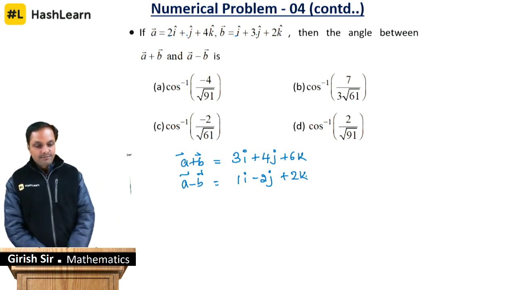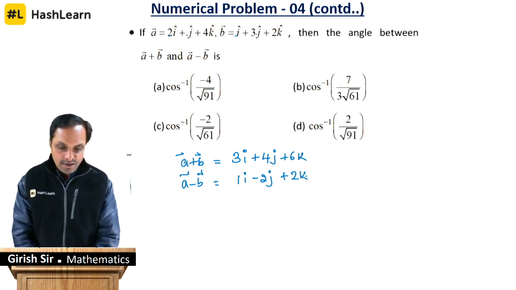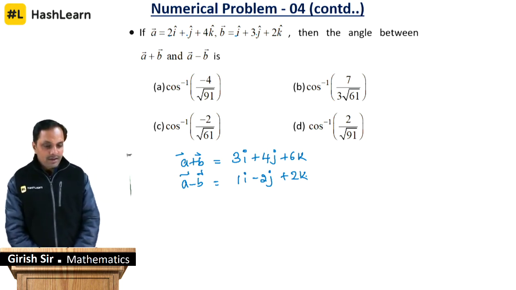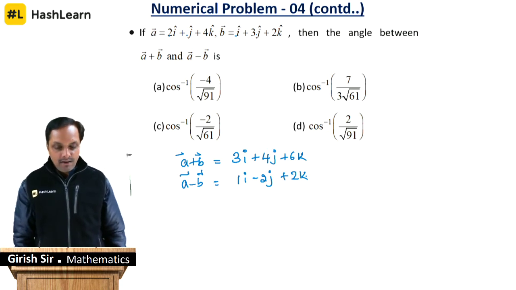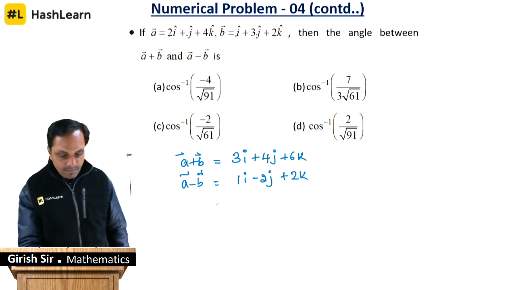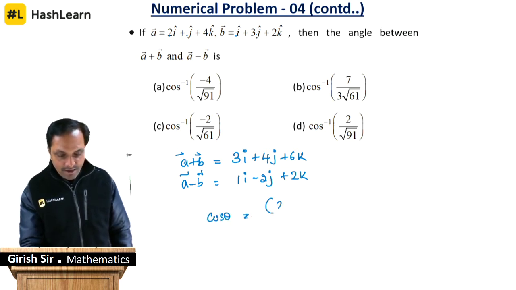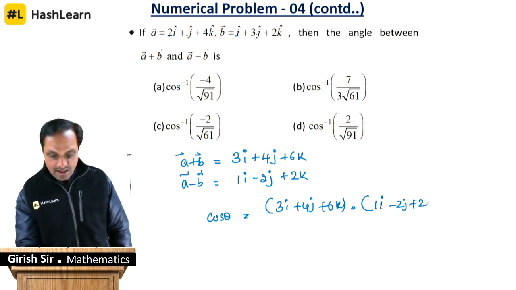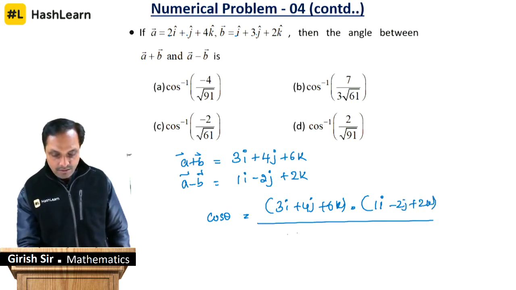vectors. So this problem is based on the angle between the vectors a plus b and a minus b. So first do a plus b, then do a minus b, and cos theta is the angle between the two vectors. The two vectors are given by 3i plus 4j plus 6k, and you have to dot them on top; at the bottom you need to take the magnitude of the two vectors.